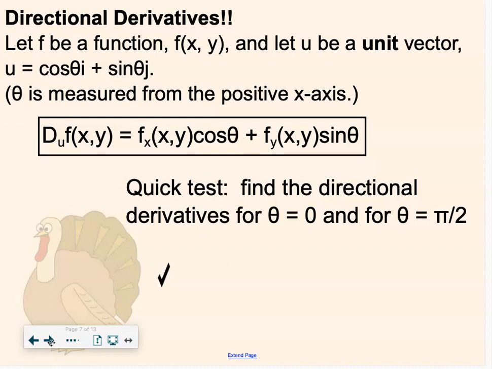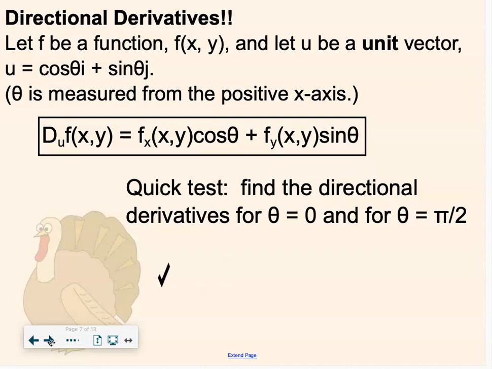All right. So let f be a function, let u be a unit vector, cosine theta, sine theta, where theta is measured from the positive x-axis. Then the directional derivative, which is written as D sub u of f of x y, is standard notation. All books use the same notation. D sub u of f of x y equals partial x cosine theta plus partial y sine theta. So your directional derivative is your partial x times cosine of theta plus your partial y times the sine of theta.